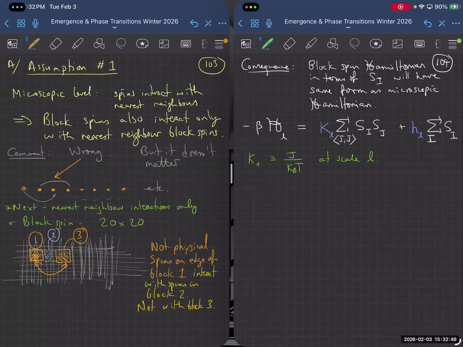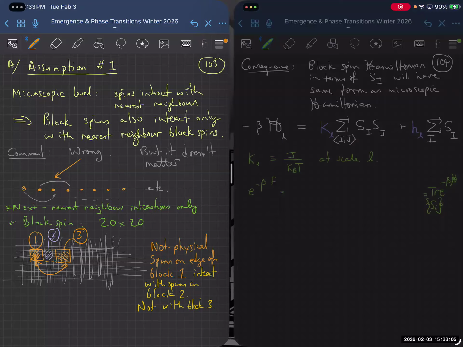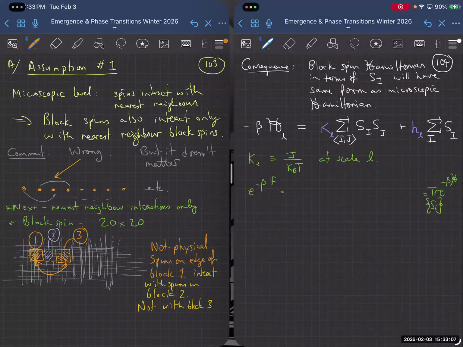And then I can write down that my thermodynamic free energy is equal to the trace over the microscopic spins of e to the minus beta H. And in the middle, it's going to equal the trace over my block spins S_I of e to the minus beta times the Hamiltonian at that scale L. Okay, so that's the first thing. Now we're going to do dimensional analysis.